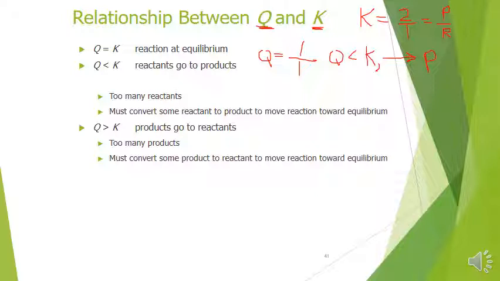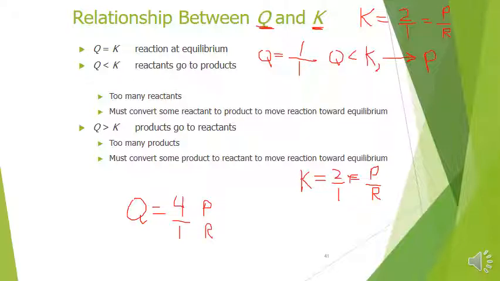Now, if we look at the opposite, where Q is greater than K, let's look at the same scenario. So let's say K is equal to 2 over 1. That's product over reactant. Now let's say Q is equal to 4 over 1.